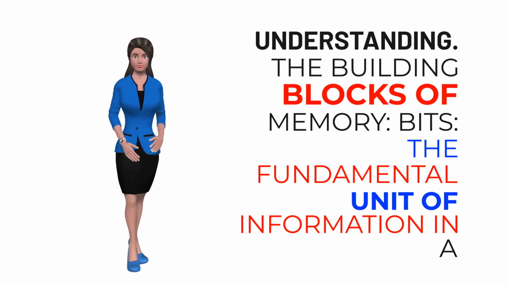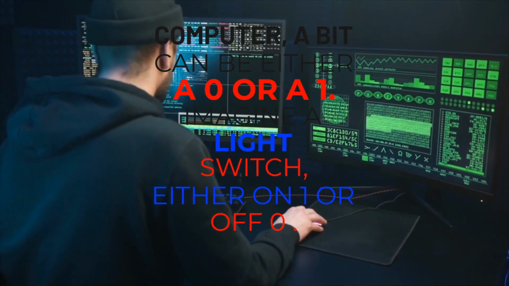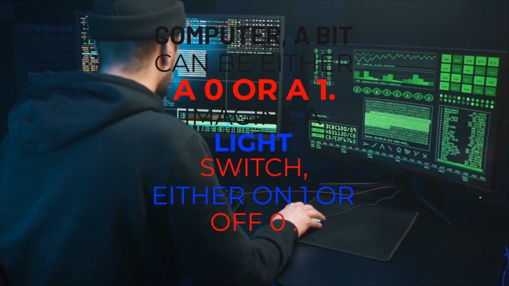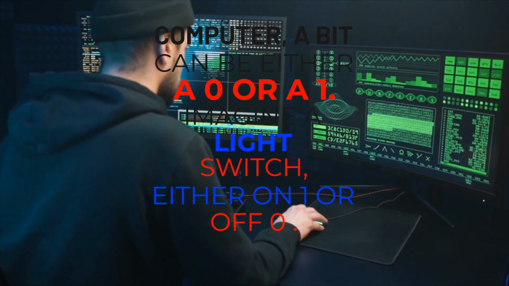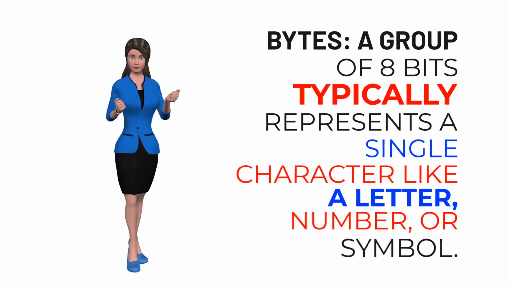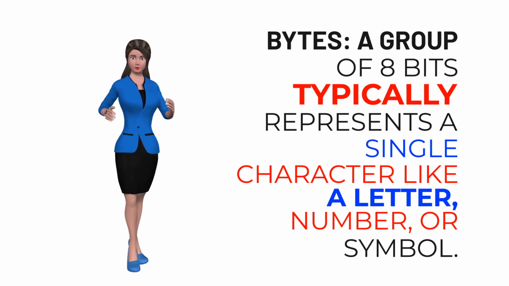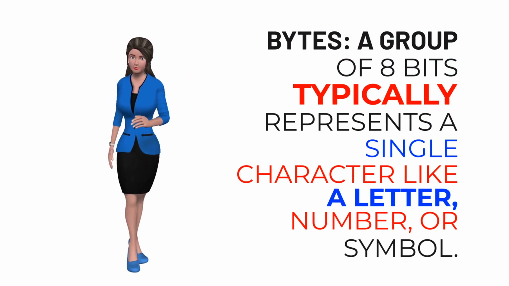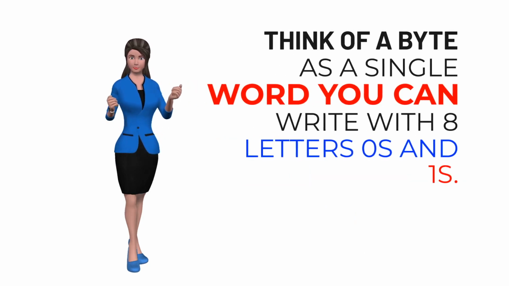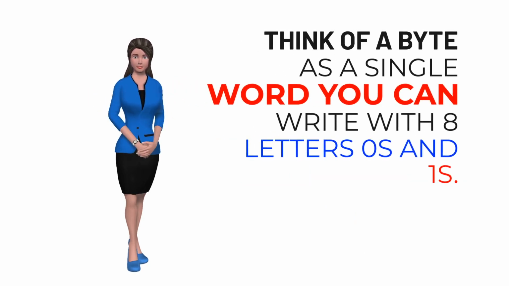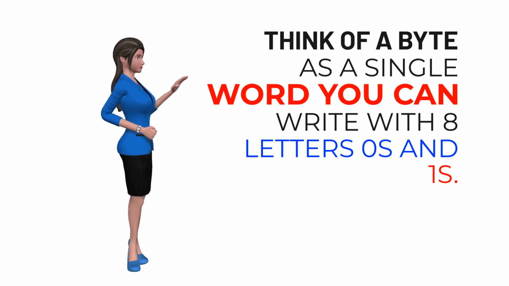Bits. The fundamental unit of information in a computer. A bit can be either a 0 or a 1. Imagine a light switch, either on (1) or off (0). Bytes. A group of 8 bits typically represents a single character like a letter, number, or symbol. Think of a byte as a single word you can write with 8 letters, zeros and ones.